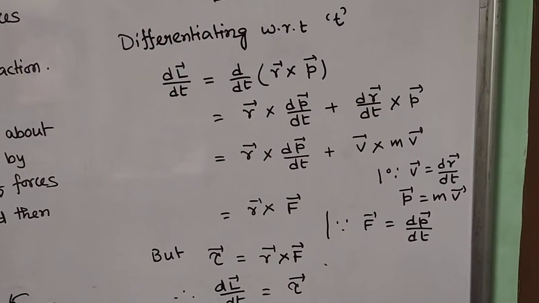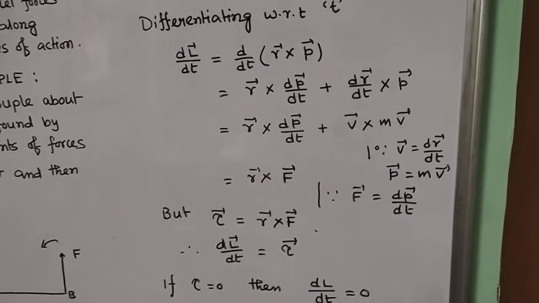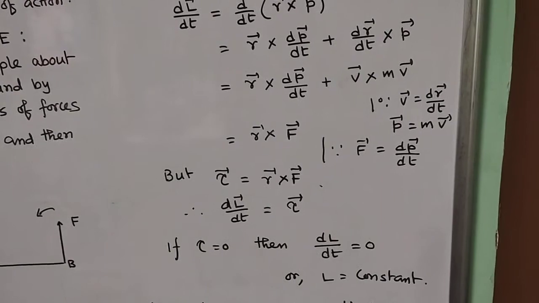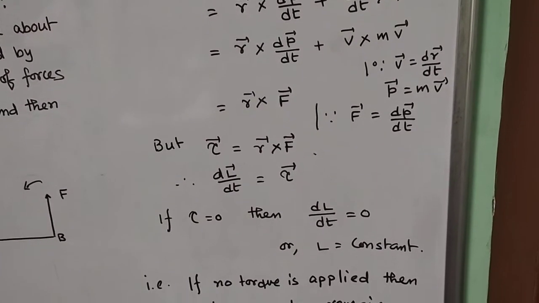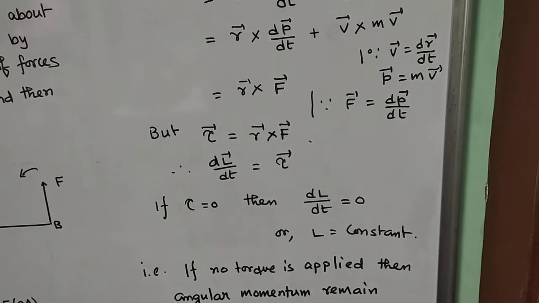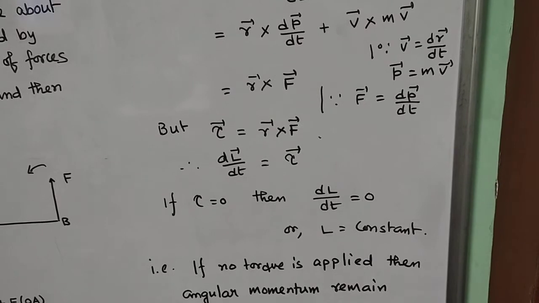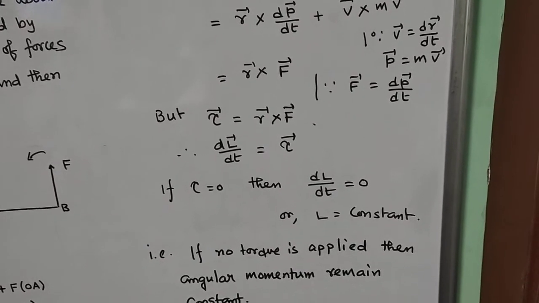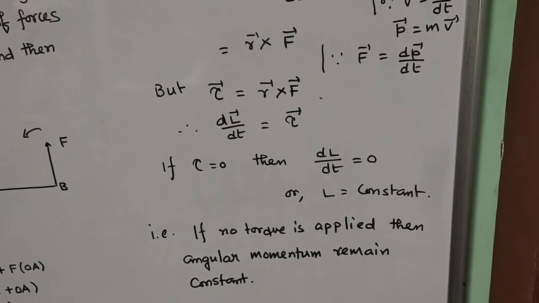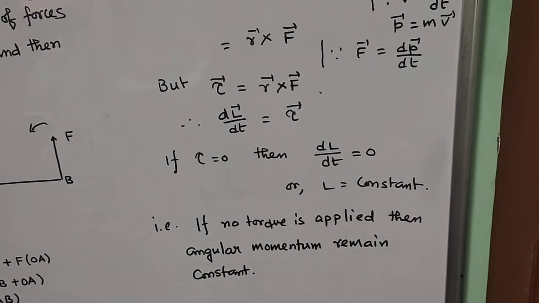Now torque is r vector cross F vector, so you can write dL/dt is tau vector. Now if tau equals 0, it means if no torque is applied, then dL/dt is 0. It means L is constant, because differentiation of any constant is 0. So if no torque is applied on a system, then the angular momentum remains constant. That is what we have written. This gives you the conservation of angular momentum.